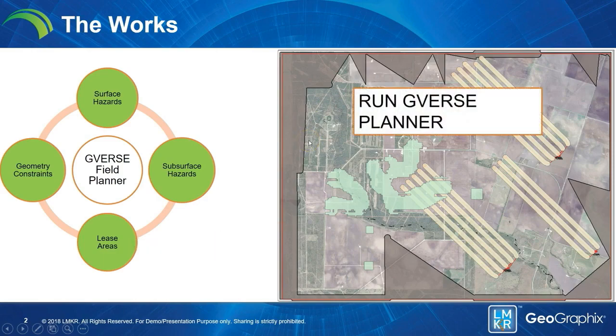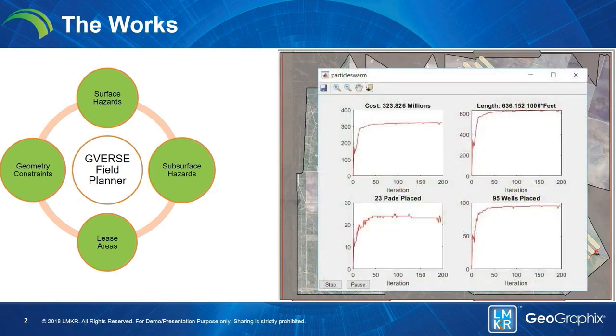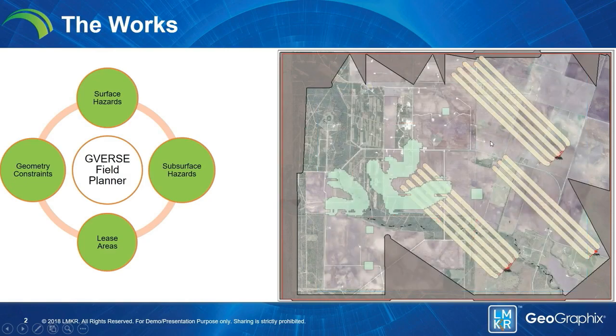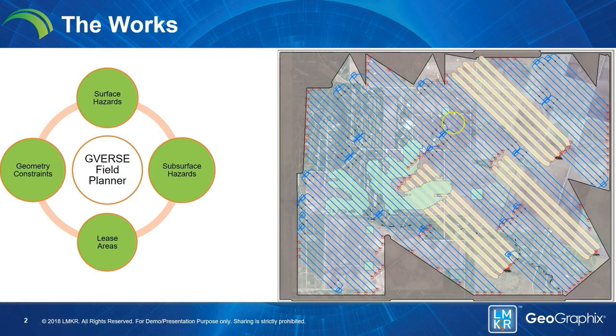If we take all these into account and we run GVERSE Field Planner, what we get is this graph right here. As simulations run, the more iterations that take place, the better the results. Therefore, you get to see the cost of the wells go up because more wells are placed. In this example, we'll have 95 placed wells. And once we reach the conclusion, you see something like this. Let me show you how this works inside the software itself.